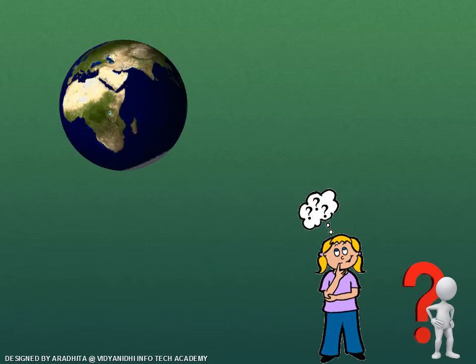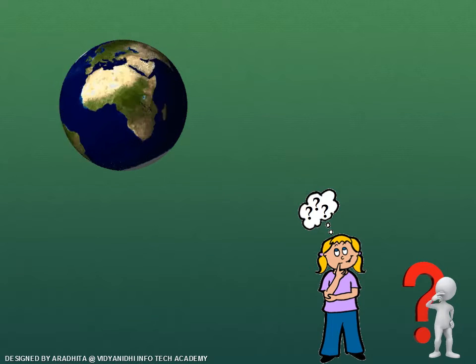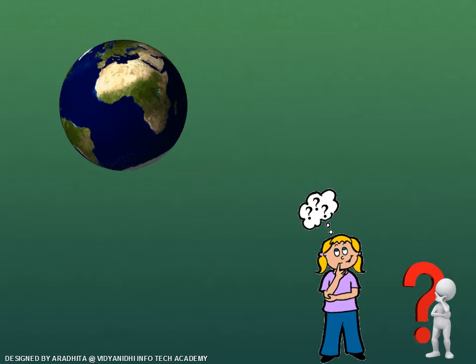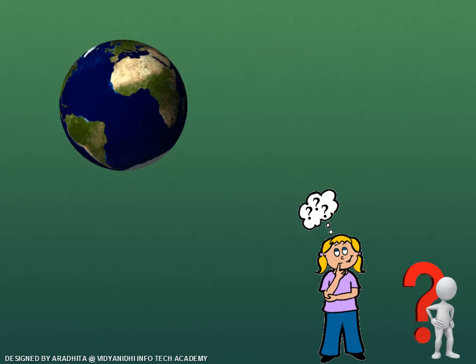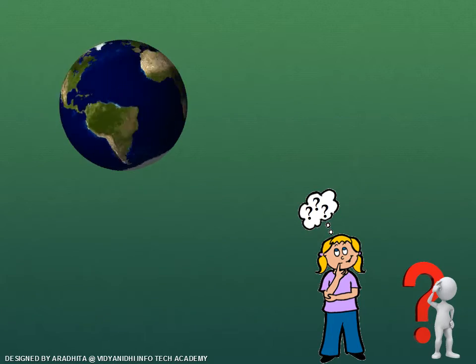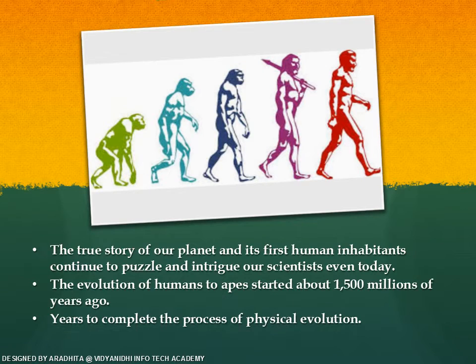Good day, everyone. Do you ever wonder what the earth looked like 4 million years ago? Who lived here? What did they look like? The true story of our planet and its first human inhabitants continues to puzzle and intrigue our scientists even today. The evolution of humans from apes started about 1500 millions of years ago. It took years to complete the process of physical evolution.